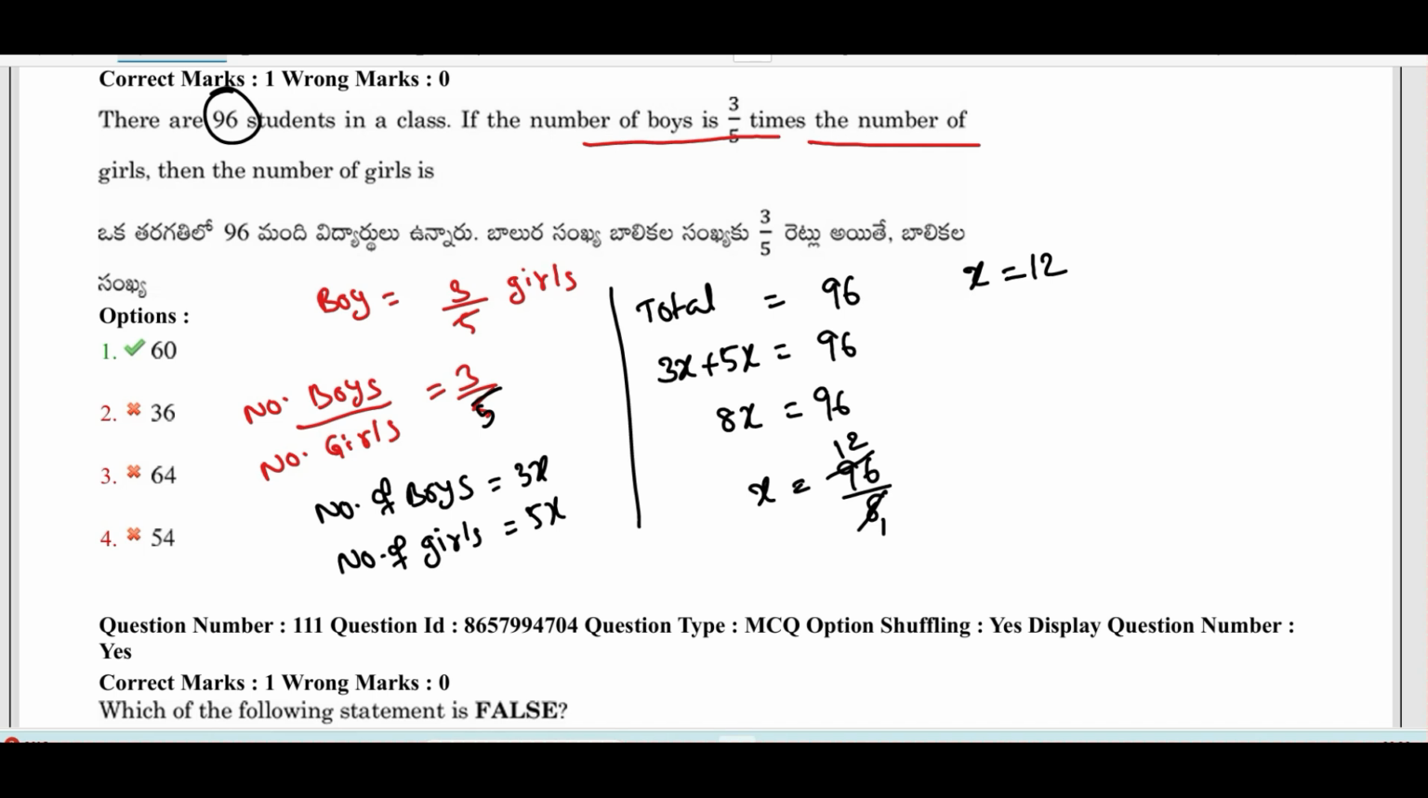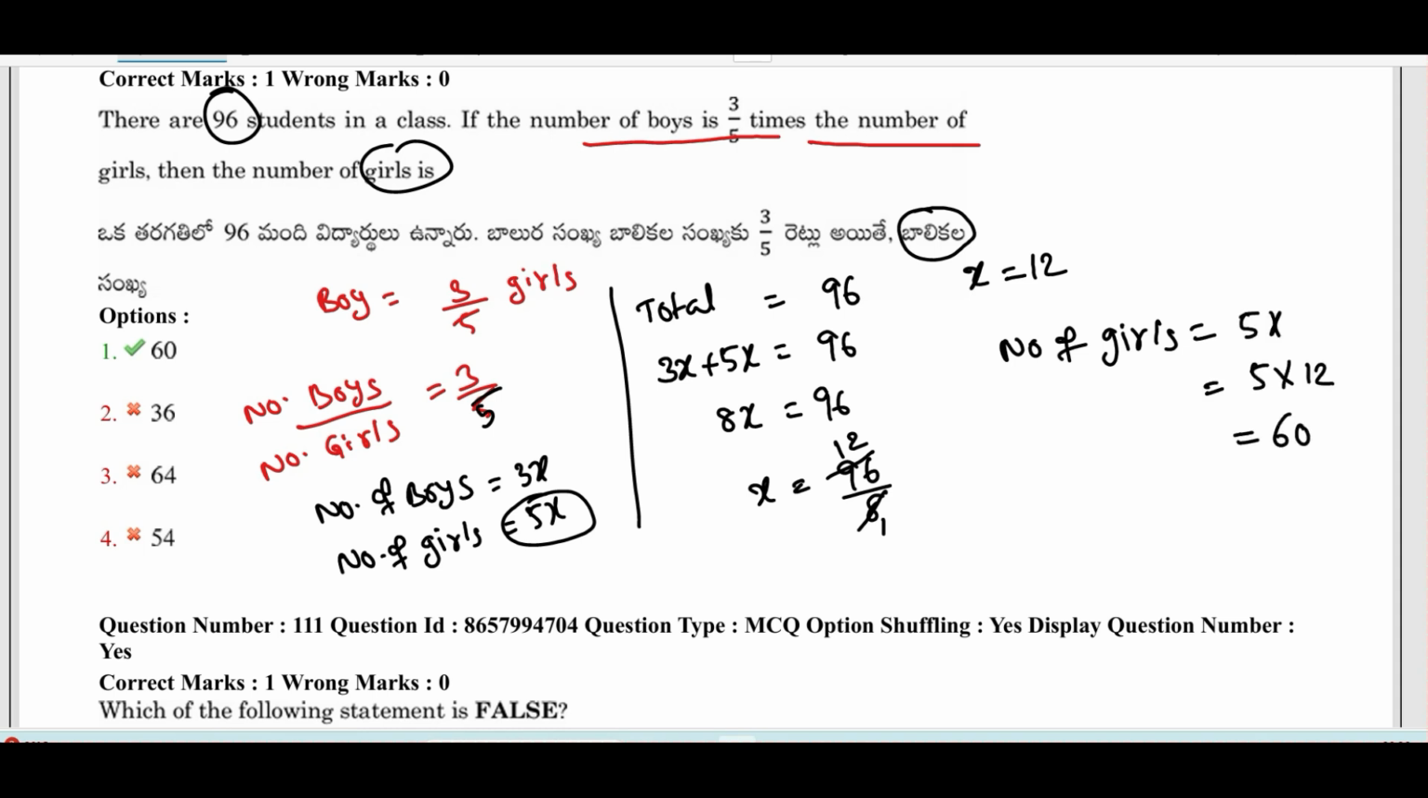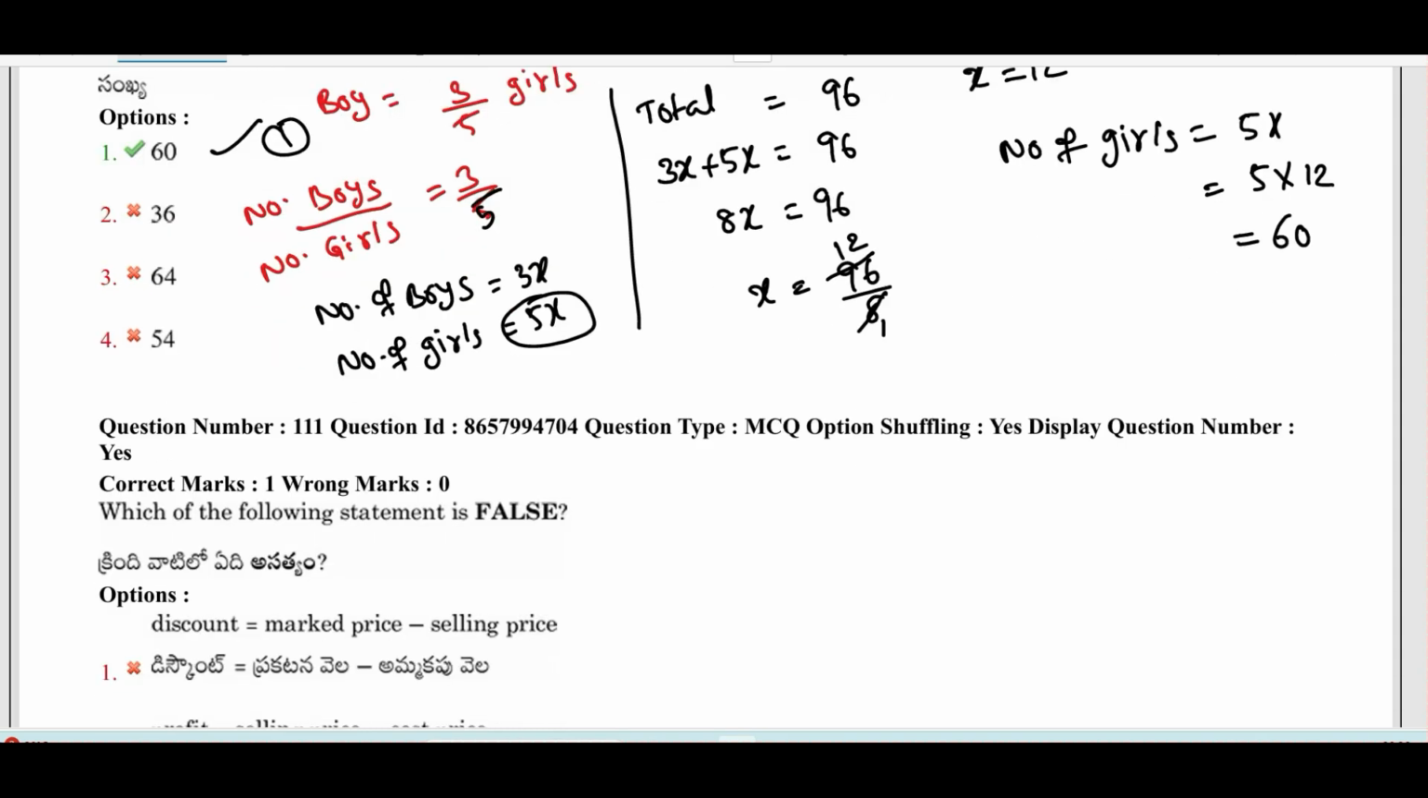From this, what are we asked to find out? We are asked to find out the number of girls. The number of girls, which we assumed as per the ratio terms, is 5x. So the number of girls is equal to 5x. 5x in the sense 5 into 12, that is 60. So the first option is the correct one. Now let us see the next question.